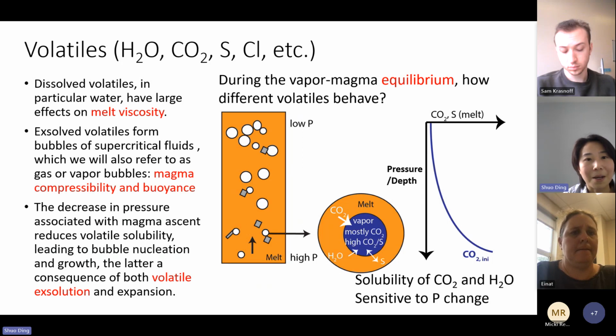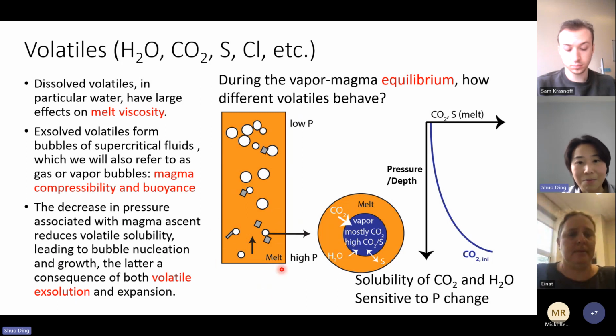But the volatiles in the magma itself can also affect volcanic processes. For example, the amount of dissolved water in the magma can affect the melt viscosity and the formation of vapor bubbles. The formation of vapor bubbles in the magma can definitely affect the magma compressibility and buoyancy. So this whole process, during magma ascent from high pressure to low pressure, with bubble nucleation and bubble growth, can be modeled by some conduit model.